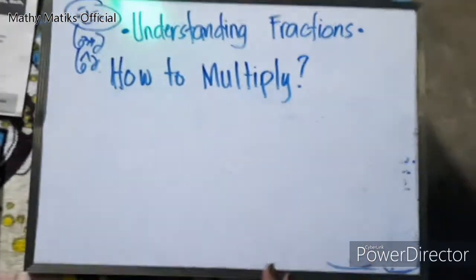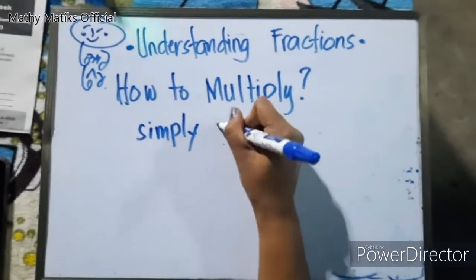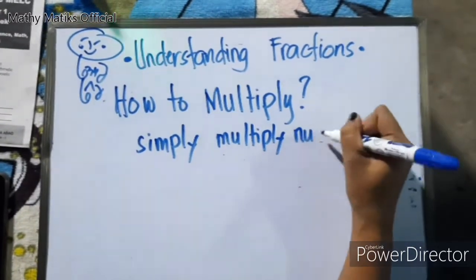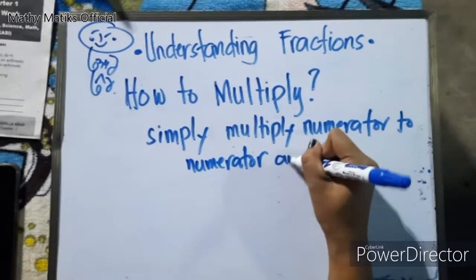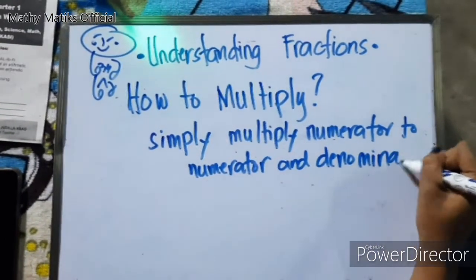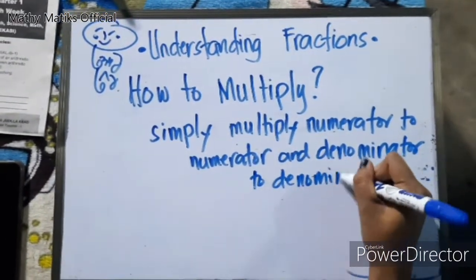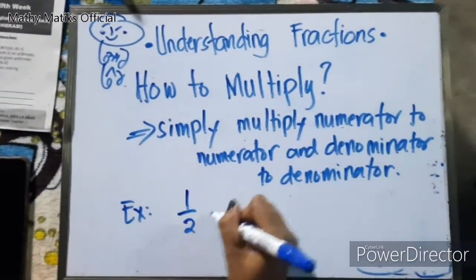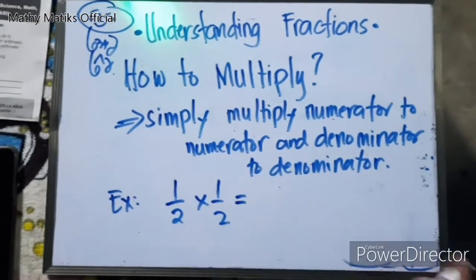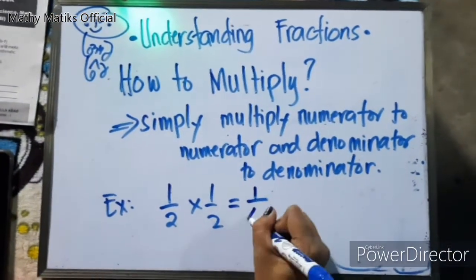The next is how we are going to multiply. It's very easy. Simply multiply numerator to numerator and denominator to denominator. That's the one you are going to remember. Suppose we have here 1/2 times 1/2. That is 1 times 1 is 1, and 2 times 2 is 4. So our answer is 1/4.